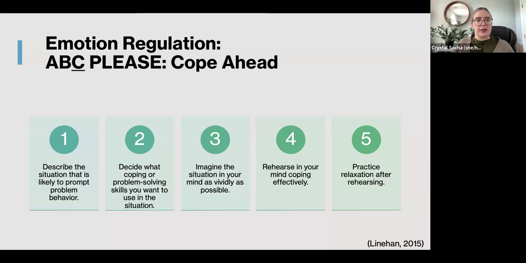So you're helping this person identify a situation that may happen, decide what types of coping skills, what do I need to get through the situation, imagining it as vividly as possible and rehearsing this, whether this is in real time through role play, in their mind, and then taking time to also unwind thereafter. So if we know that we're going to experience a really difficult emotion, let's find a way to also unwind and relax thereafter, such as breathing, distracting, self-soothing.